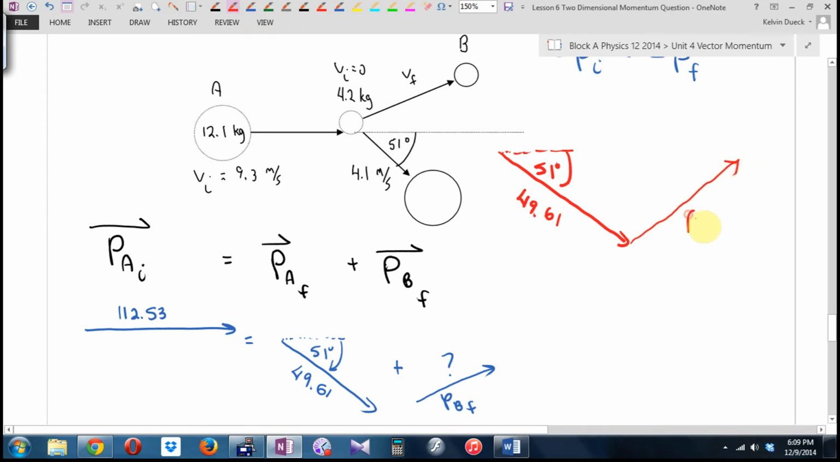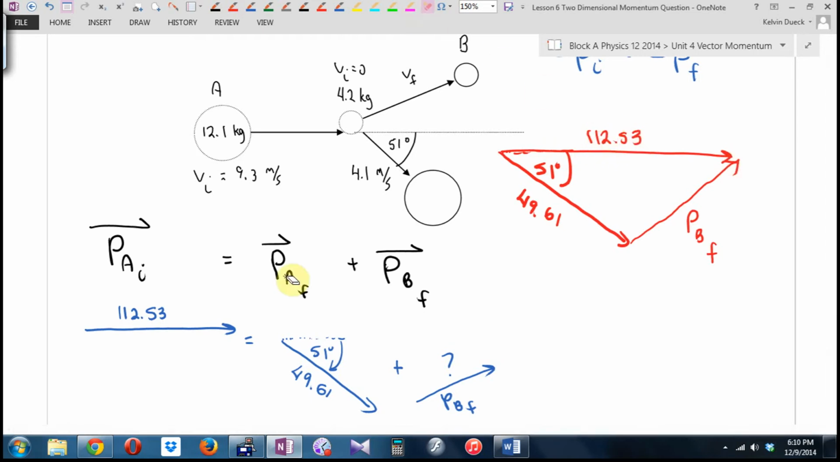Here is momentum B final as a picture. And I know that the resultant is 112.53 because that plus that tip to tail has to work out to that. That plus that tip to tail has to work out to horizontal or east, whatever you want to call it.